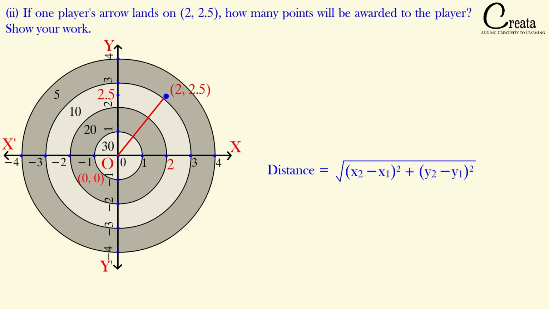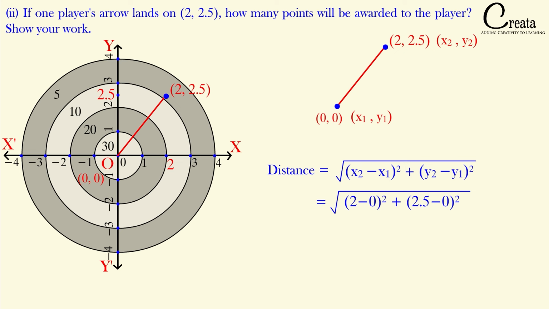Here the origin point is (0, 0), and this point is (2, 2.5). Let's take one point as (x1, y1) and the other point as (x2, y2). You can interchange the points, you can take anything as x1, x2, y1, y2, it does not matter. The solution will be the same. We discussed the same in the theory part. If you want to revise, you can check out the link for the complete playlist in the description.